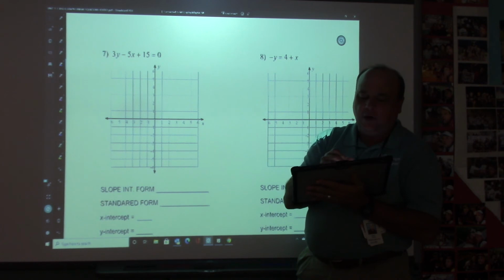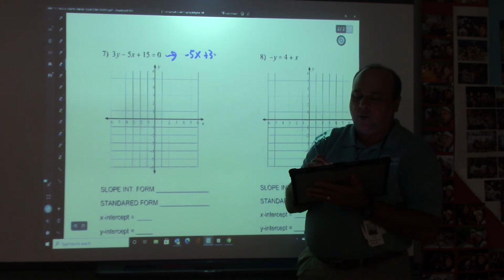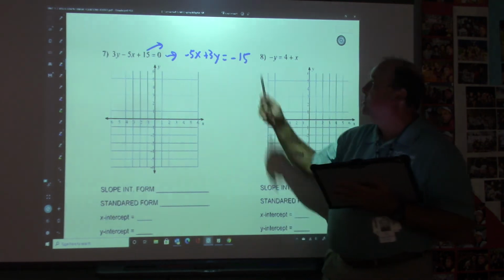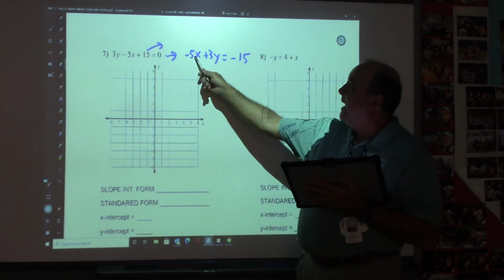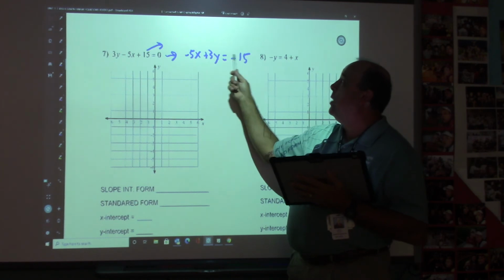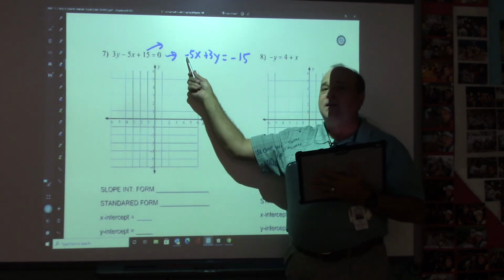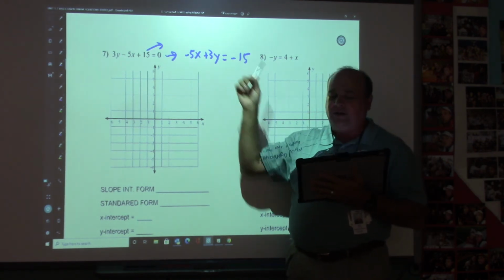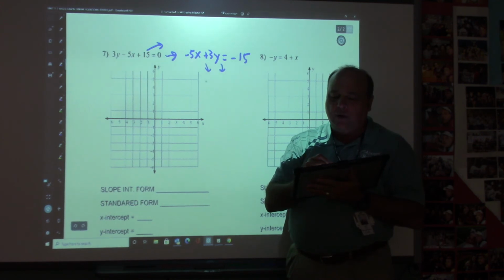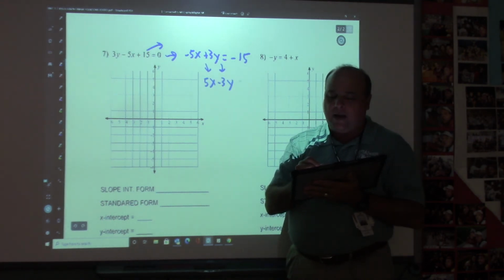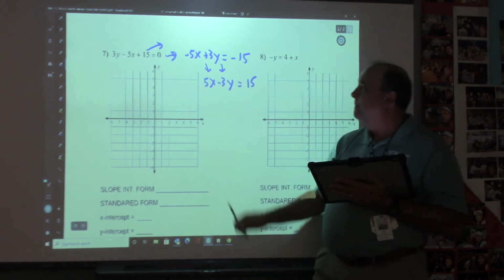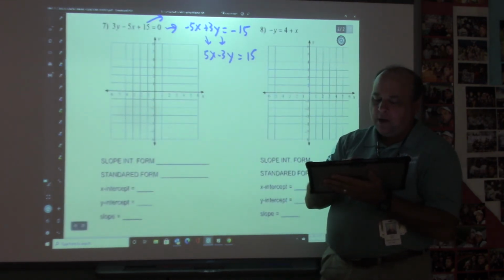So I'm going to take this over here. I'm going to put the x first, negative 5x. I'm going to put the 3y second, and I'm going to move this 15 across. When I do that, the positive 15 will change to negative 15. So I have my x, my y, and my c, right? ax plus by equals c. Can anyone tell me what's wrong with this? Excellent! You can't leave your x negative, can you? So we're going to switch all 3 signs. So this will turn into 5x minus 3y equals 15. That is my standard form. So go down here and put 5x minus 3y equals 15.